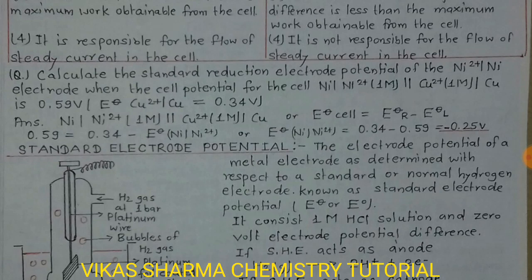So E° cell is equal to E° R minus E° L. In this case, the E° cell is given as 0.59, the reduction potential of copper is 0.34, and for nickel we want to calculate E° Ni2+/Ni. After the calculation, it is minus 0.25 volt. It means nickel has an oxidation potential and copper has a reduction potential.